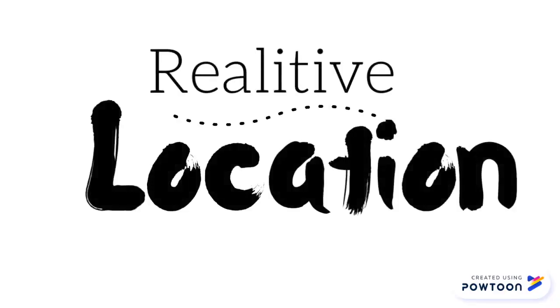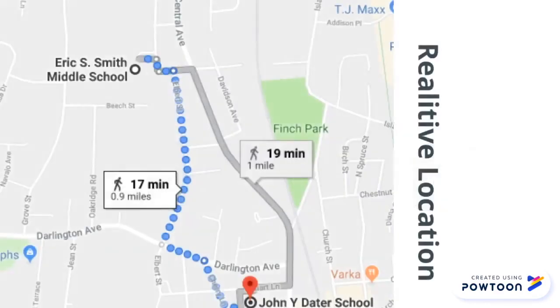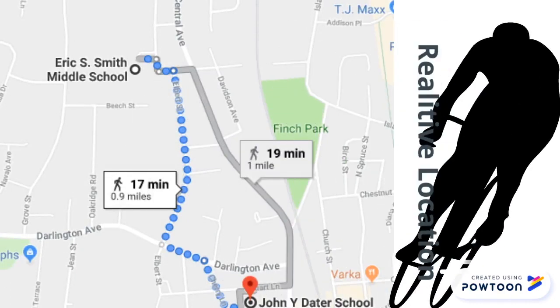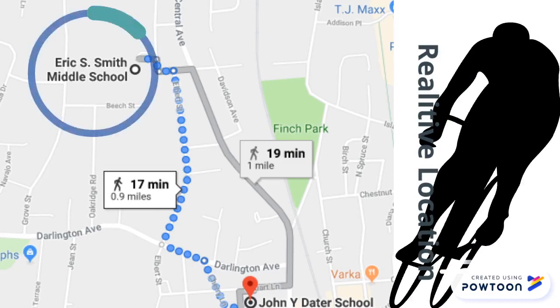Relative location is a general description of where a place is, like Smith School is close to Dater School. What matters here is where your starting point is. There are a lot of Smith schools in the world, so relative location is relative to wherever you start.